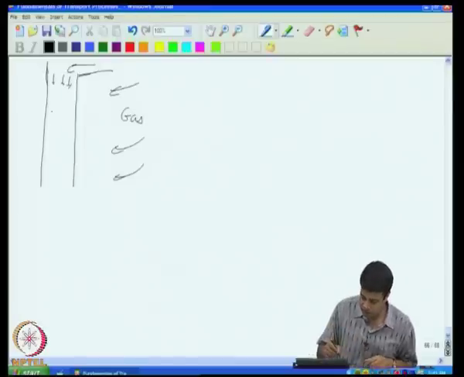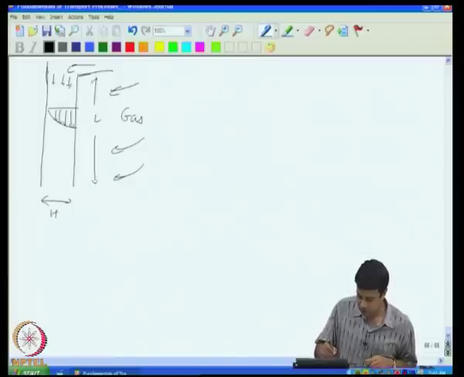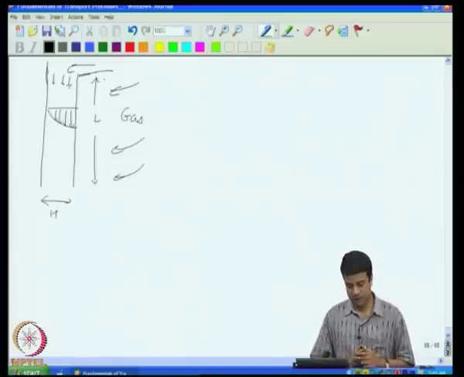Now, the film of fluid in general will have some velocity profile like this. We will assume that the width of this film is h, and the total length that it travels is L. And there is this velocity profile very close to the surface.